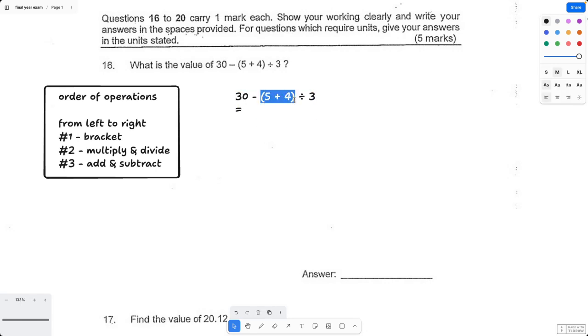We start with this one first, right? So I'm just going to highlight this 5 plus 4, and this will give us 30 minus 9, and then we have divide by 3. So I'm going to highlight this, divide by 3. Next one is 9 divided by 3. Let's make it consistent. So 9 divided by 3 is 3 itself. So 30 minus 3. So there you go. The answer to this question is 27.